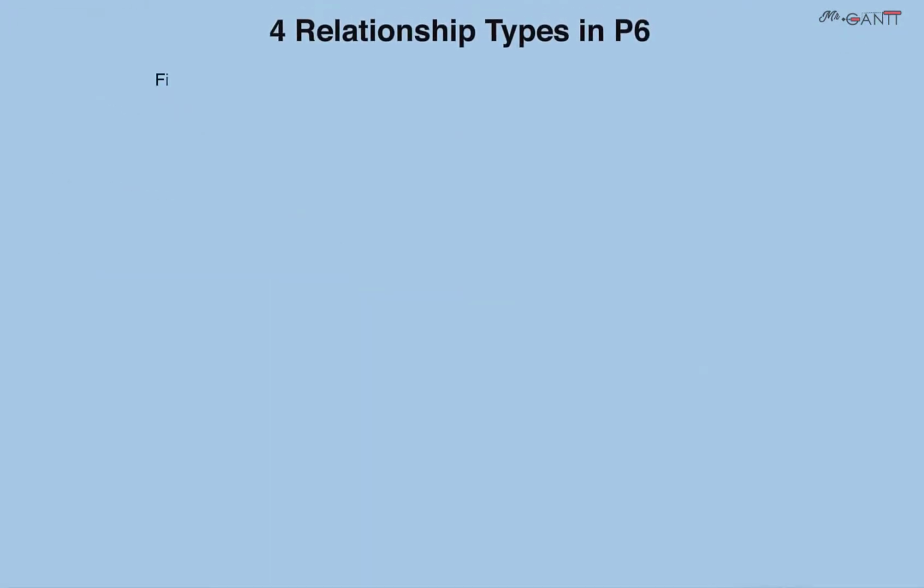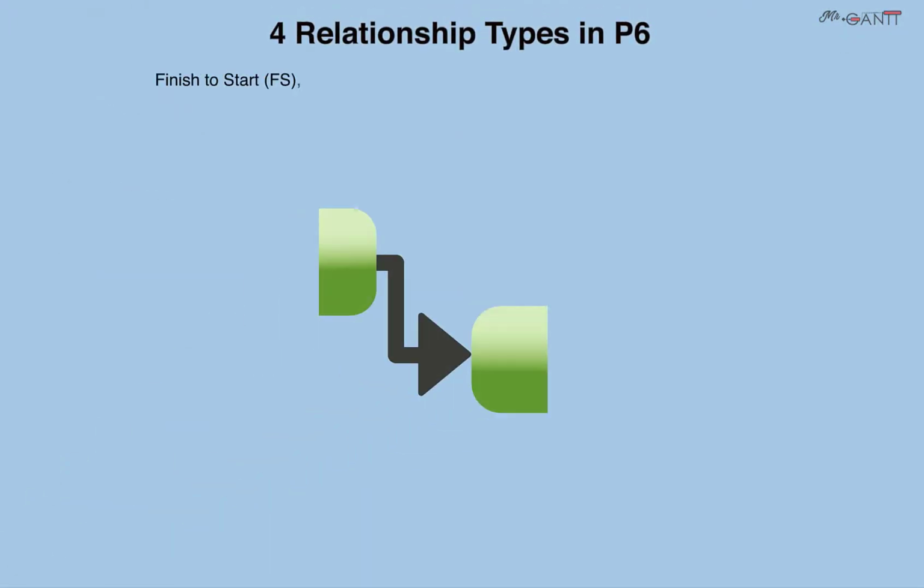Here are the 4 relationship types in P6: finish to start, start to start, finish to finish, and start to finish.